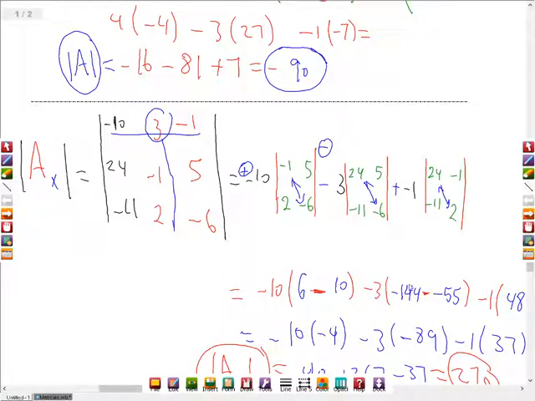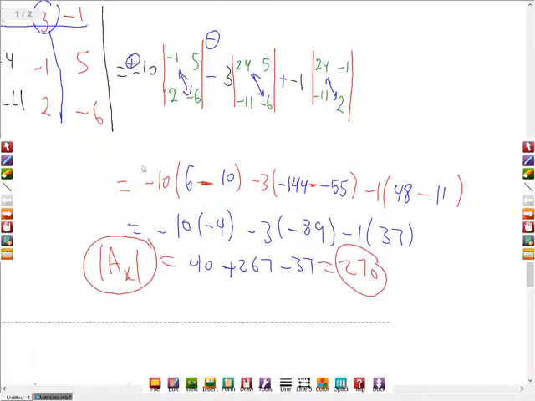Then you go back and you do your calculation. Negative 10. Negative 1 times negative 6 is 6. Minus, minus, minus. 5 times 2 is 10. Negative 3. 24 times negative 6, negative 144.